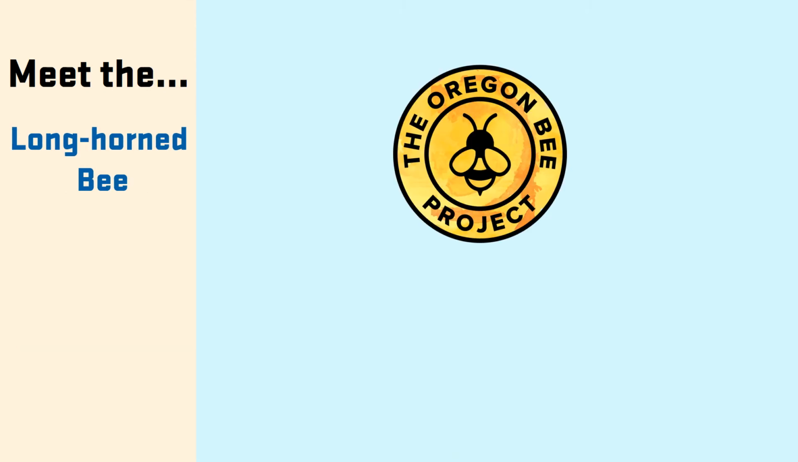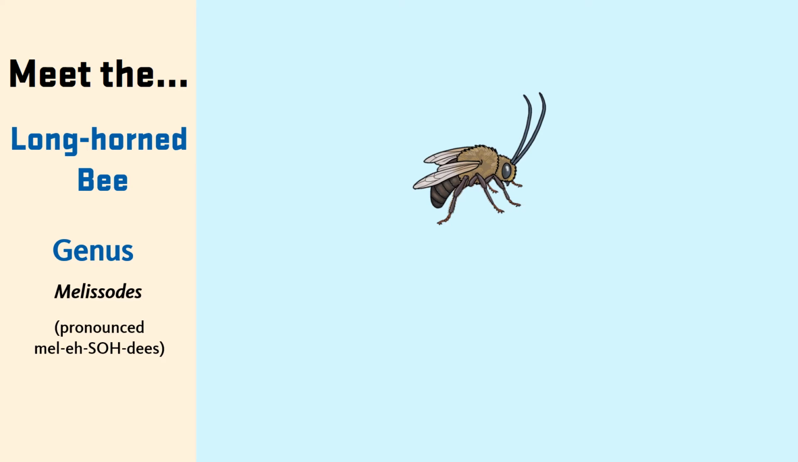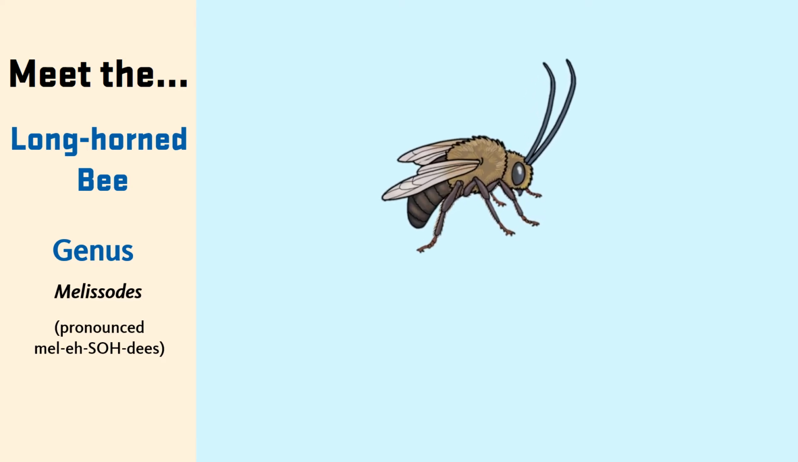Here's another one of my friends, the longhorn bee. They belong to the genus Melissodes. Longhorn bees are beautiful, dark-colored, medium-sized bees. They are incredibly fuzzy, with yellow, black, or white hairs.